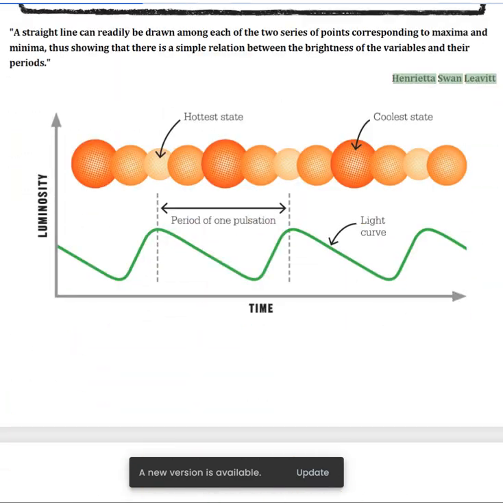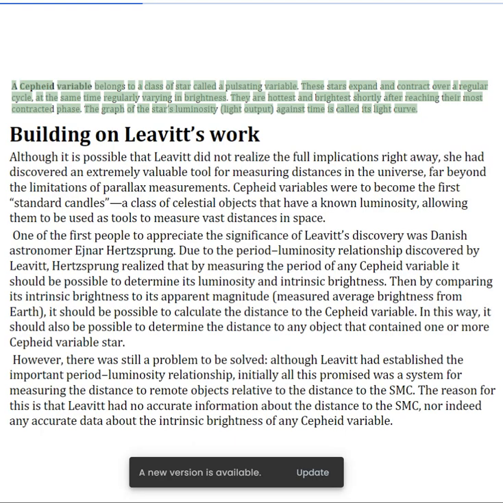Henrietta Swan Leavitt. A Cepheid variable belongs to a class of star called a pulsating variable. These stars expand and contract over a regular cycle, at the same time regularly varying in brightness. They are hottest and brightest shortly after reaching their most contracted phase. The graph of the star's luminosity against time is called its light curve.